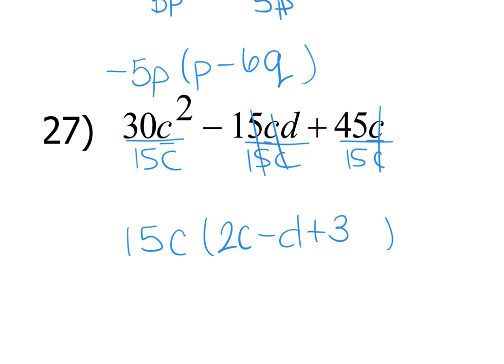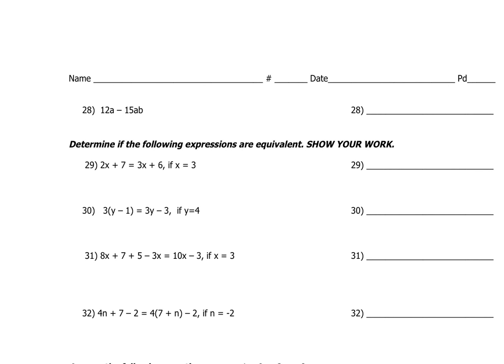And so that would be our final factored answer. For number 28, our GCF for 12 and 15 is 3. They both have an a, so we'll take out a 3a. And then if we divide by 3a there, that'll give us 4 minus 5b. So that would be the factored form for 28.